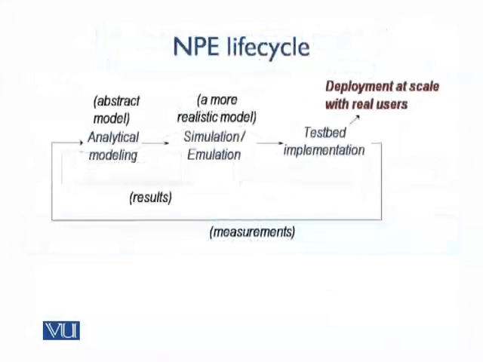Let's proceed forward and talk of the life cycle of a network performance and evaluation project. On the slide, you see that mostly we start with analytical models. Analytical models are limited in the sense that they cannot model very complex systems. So there is only a few things that we can do with analytical modeling. We can make use of queuing theory, and we have results for that.